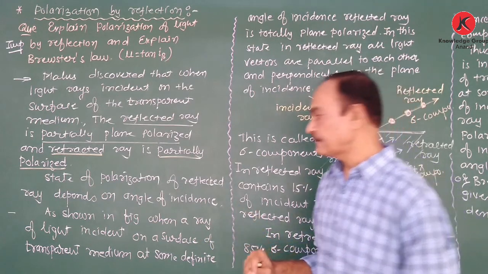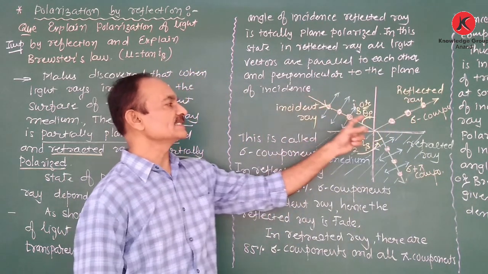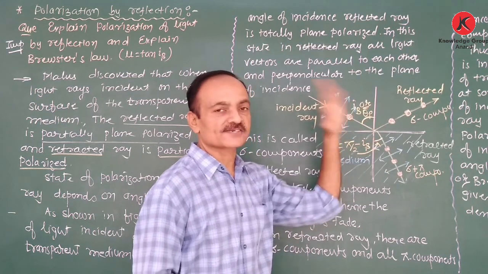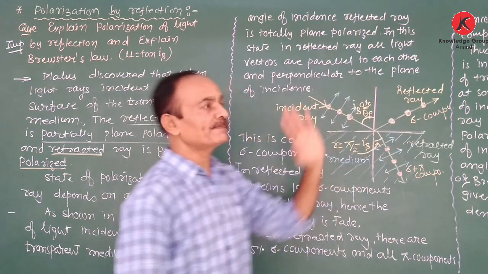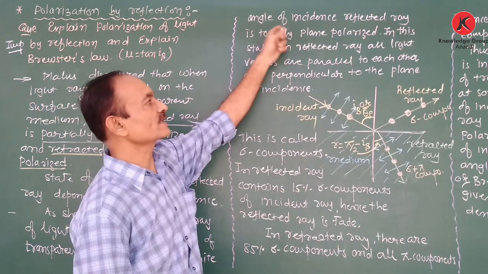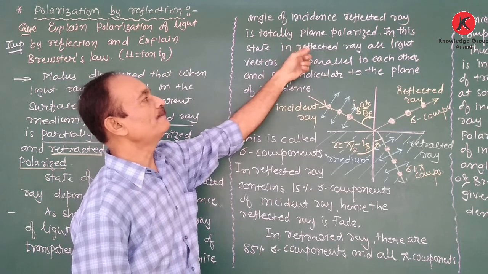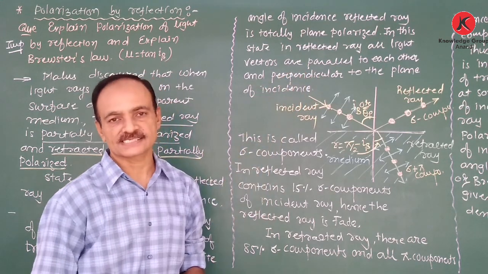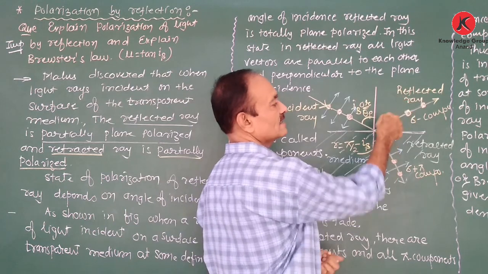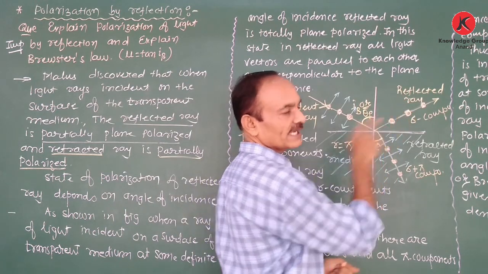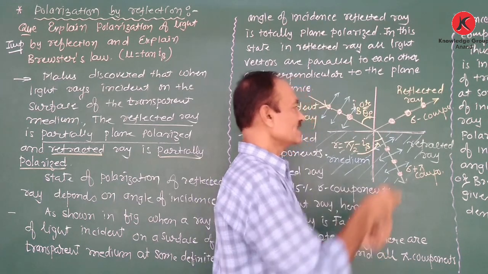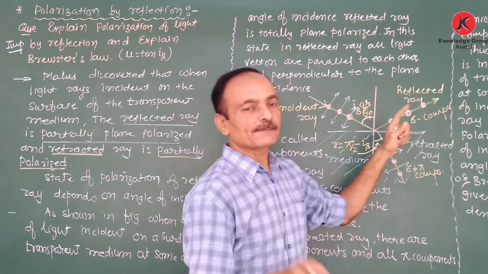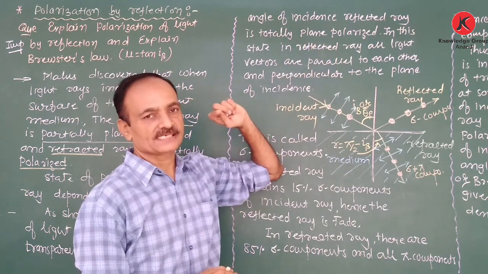Now, as shown in the figure, we consider light incident on the surface of a transparent medium. Here both phenomena, reflection and refraction, take place. The reflected ray is totally plane polarized. In this state, in the reflected ray, all light vectors are parallel to each other and perpendicular to the plane of incidence. They oscillate in the inward-outward direction, so the reflected ray is totally plane polarized.